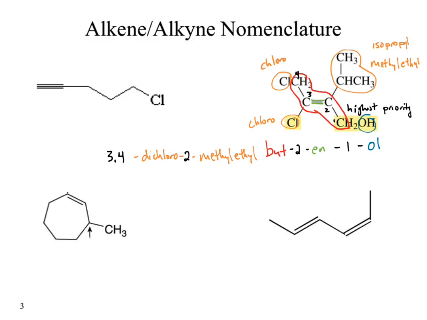Then I dealt with the numbering. Highest priority would be 1 with our alcohol dropped in the numbers. So the alcohol is at 1. The ene is at position 2. The methyl ethyl is at 2. I then have a dichloro, because there's 2 chlorines. One's at position 3, one's at position 4, and I get 3,4-dichloro, 2-methylethyl, but-2-ene, 1-ol. That's the last time I'll say that.